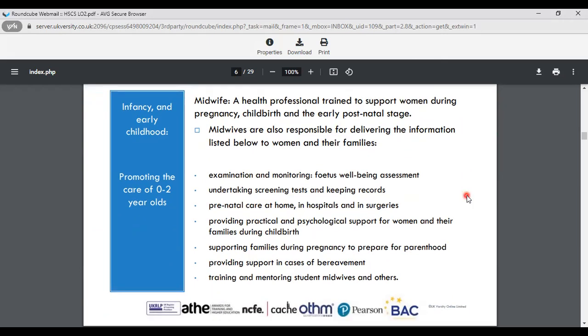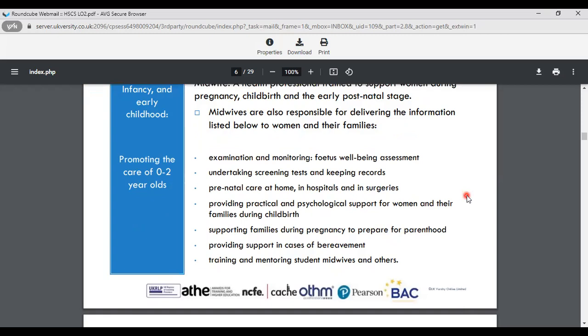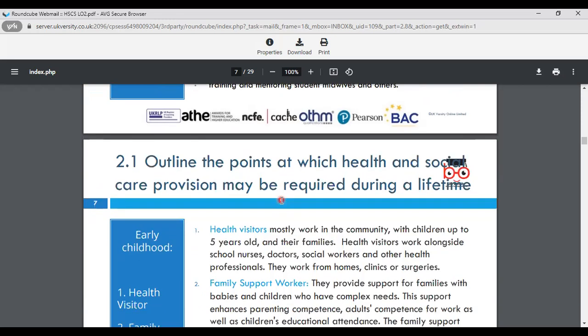Post-natal care at home, in hospitals and surgeries, providing practical and psychological support for women and their families during childbirth, supporting families during pregnancy to prepare for parenthood, providing support in case of bereavement, and training and mentoring student midwives and others. So this is promoting the care of 0 to 2 year olds, and that's the stage where you have the midwives working most heavily.